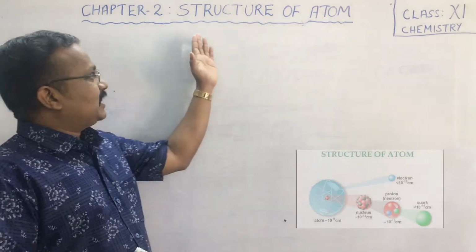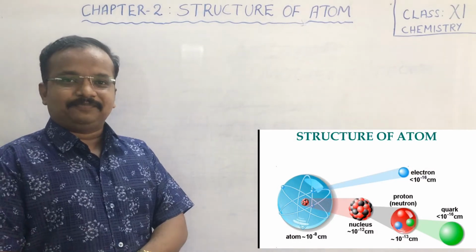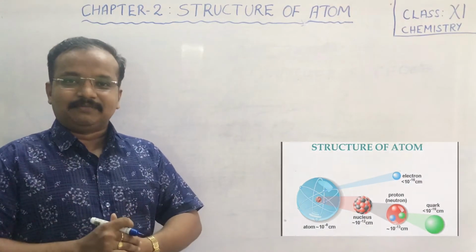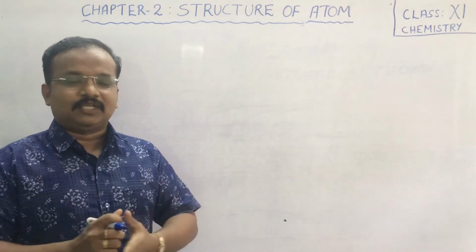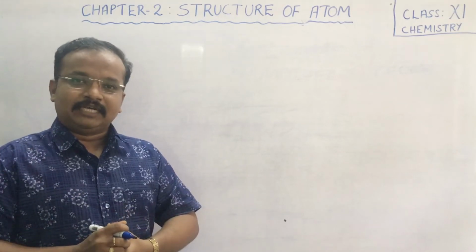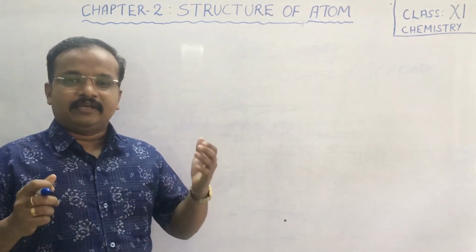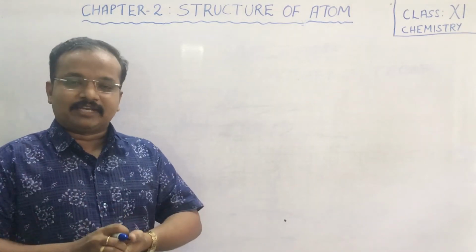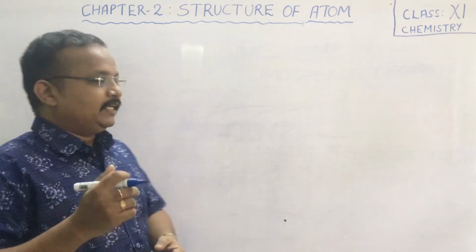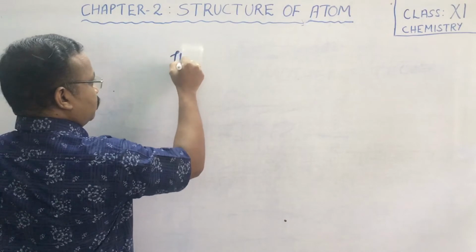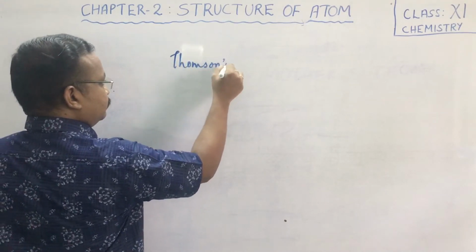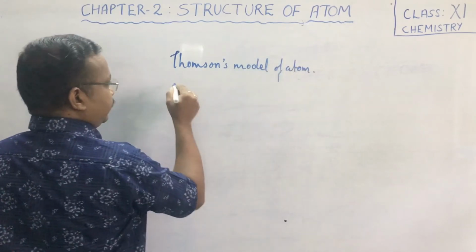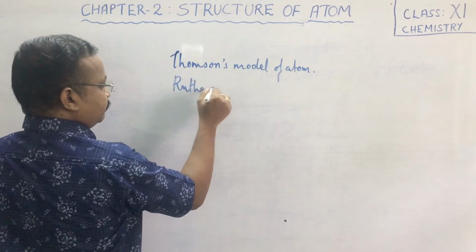Today we are going to start our new chapter, Structure of Atom. Children, as you know, certain topics from the beginning of this chapter have been removed by CBSE. Those topics are the discovery of electrons, protons, J.J. Thomson's experiments, and some models of atoms which you have already studied in your 9th standard, that is Thomson's model of atom, and then Rutherford's model of atom.